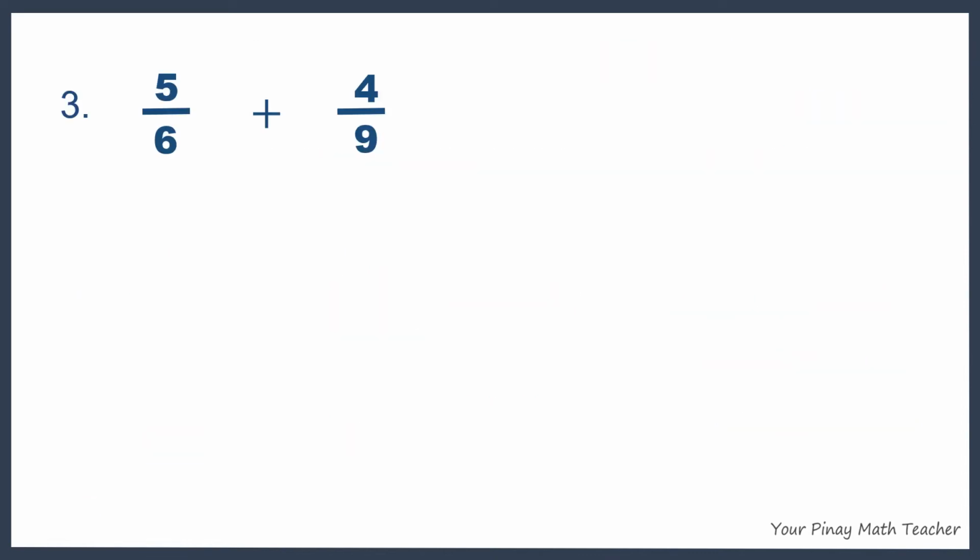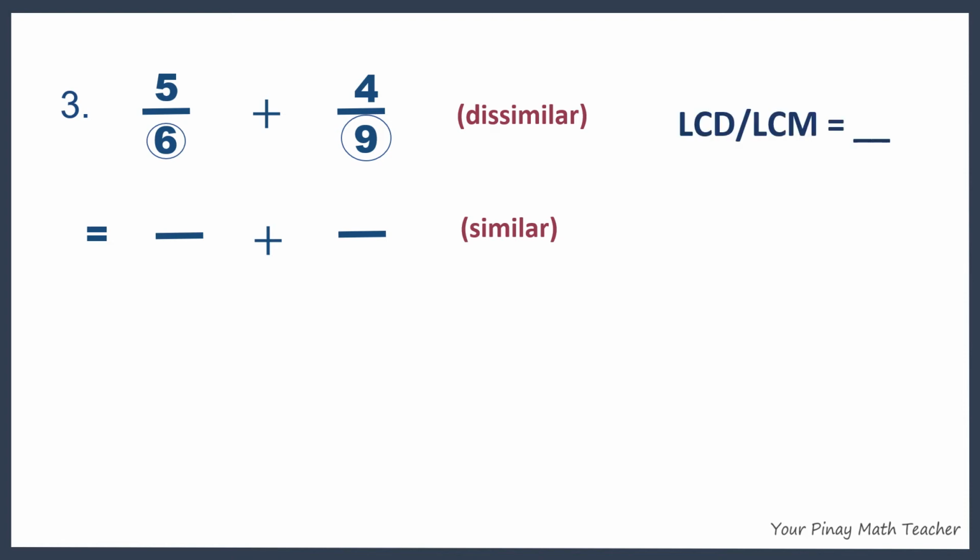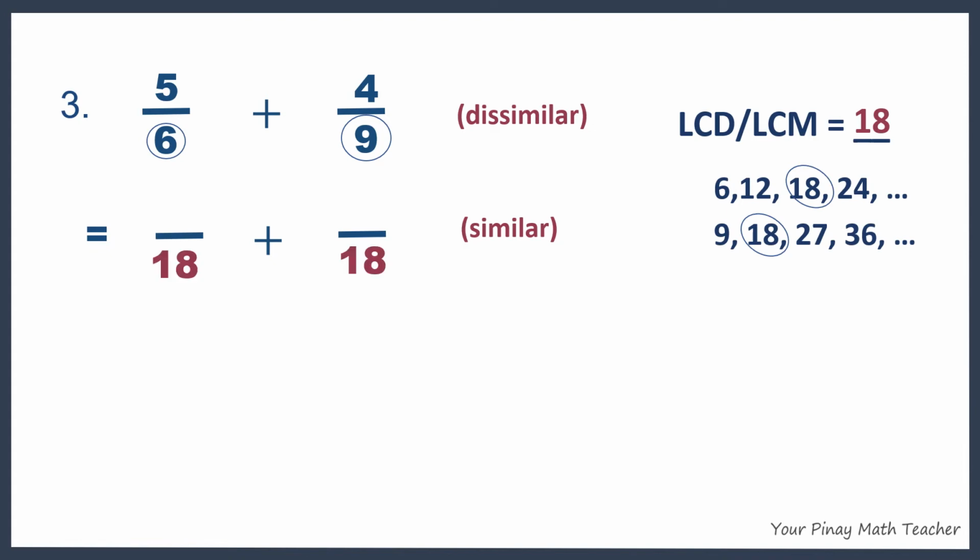Number 3, 5/6 plus 4/9. Since the denominators are different, the fractions are dissimilar, so we have to make them similar. Find the LCD of 6 and 9 by listing its first few multiples. So we get an LCD of 18.